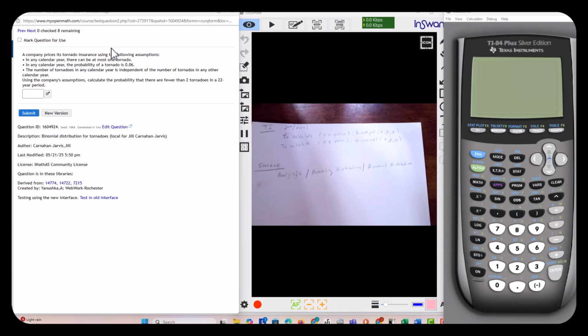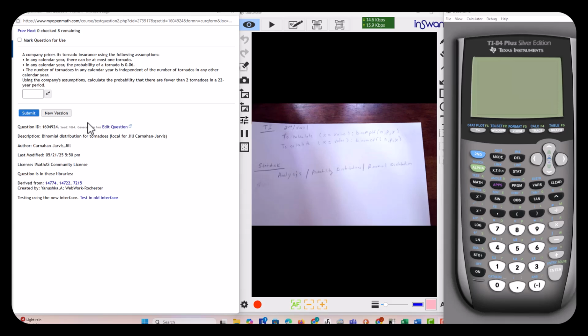Okay, we're looking at one of your homework problems. It's a binomial. It says a company prices its tornado insurance using the following assumptions. In any calendar year, there can be at most one tornado. In any calendar year, the probability of a tornado is 0.06, and the number of tornadoes in any calendar year is independent. Use the company's assumptions to calculate the probability that there are fewer than 2 tornadoes in a 22-year period. Either you have a tornado or you don't.